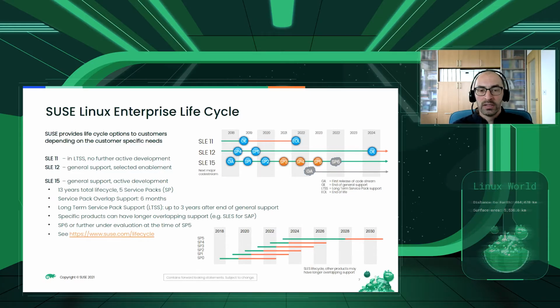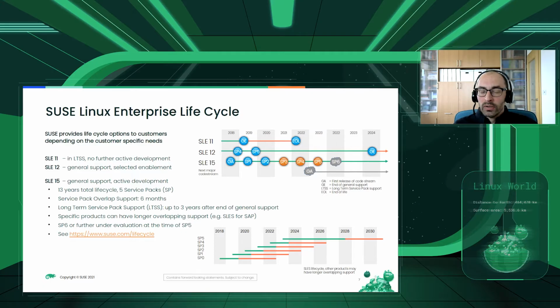SLE 15 is the current code stream where we focus our efforts the most. It's in general support and in active development. We are in Service Pack 2 right now, and we are right in front of Service Pack 3, which is due shortly. The overall life cycle is 13 years. That means 10 years of general support plus 3 years of long-term support.